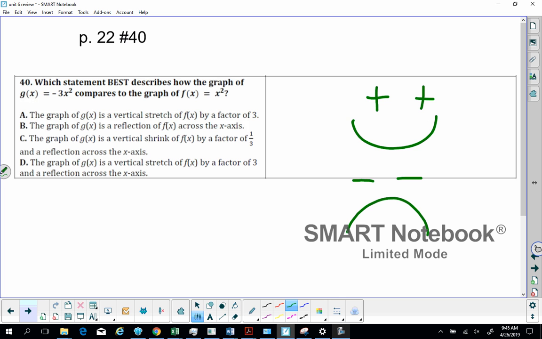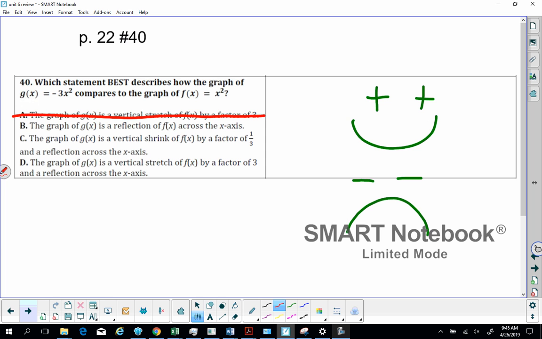When we talk about flipping it, what axis are we flipping it over? The x-axis. So we're looking for a flip over the x-axis. Which answers talk about a flip over the x-axis? B does. What else does? D and C does. So A is the only one that doesn't say anything about a reflection over the x-axis. So we know that that's not right. Okay? So we narrowed it down a little bit.